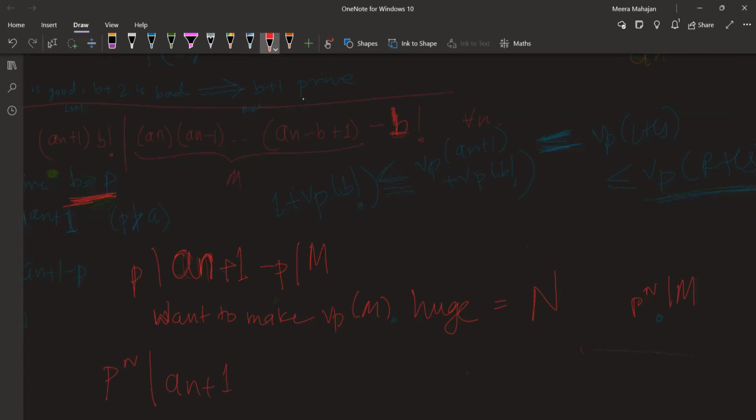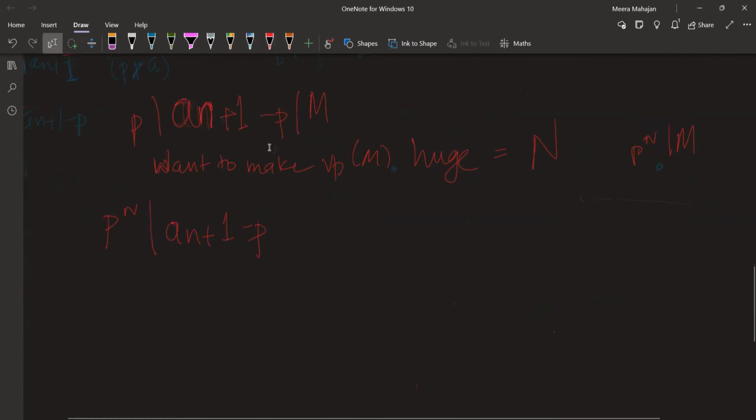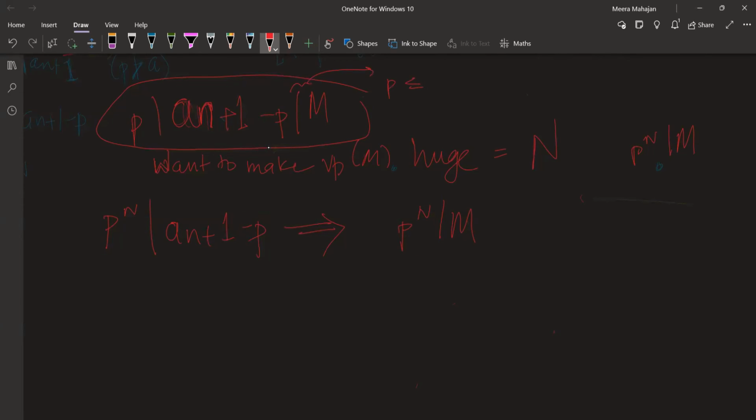So what if we take P to the power N divides AN plus 1 minus P? Firstly, see what this would infer. This would infer that P to the power N divides M, right? Because of this. This equation holds because B is at most P.